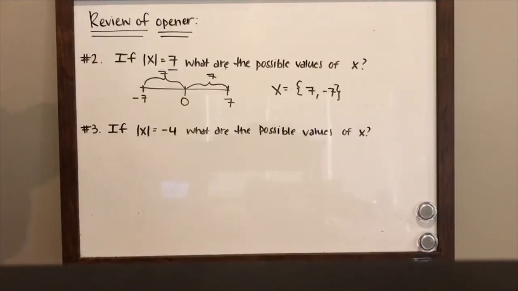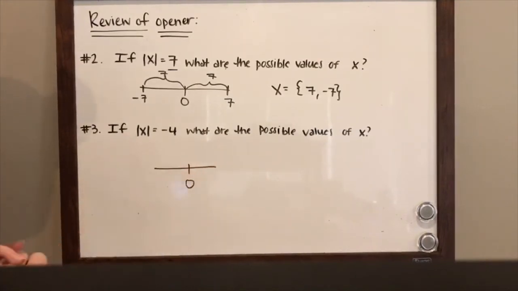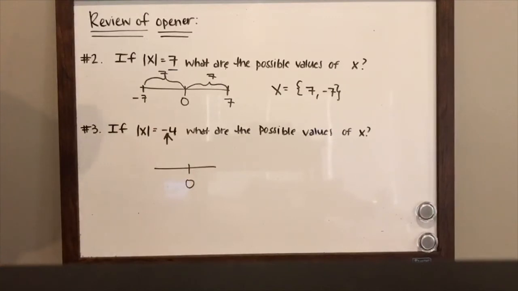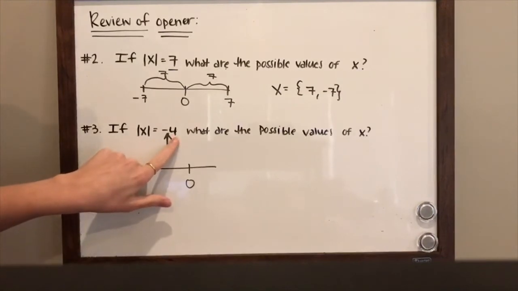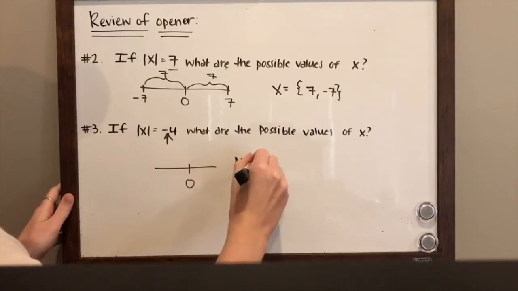So the next question says, the absolute value of x equals negative 4. What are the possible values of that x? So recall, we're looking at the distance from 0. Is it possible to have a negative distance? Do you ever run a negative amount of miles? Or do you ever measure a negative amount of inches or feet? No. So it's impossible to have a distance from 0 that's negative 4. So there is no solution here.